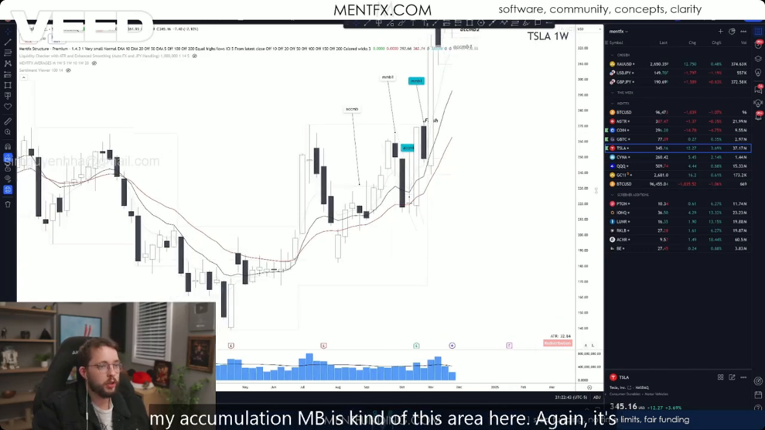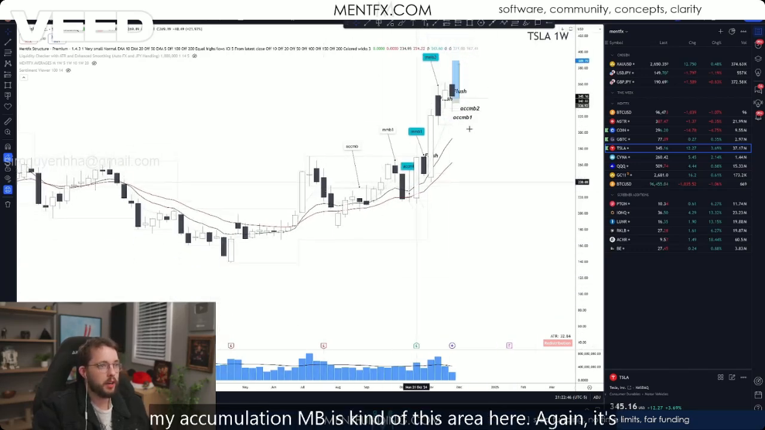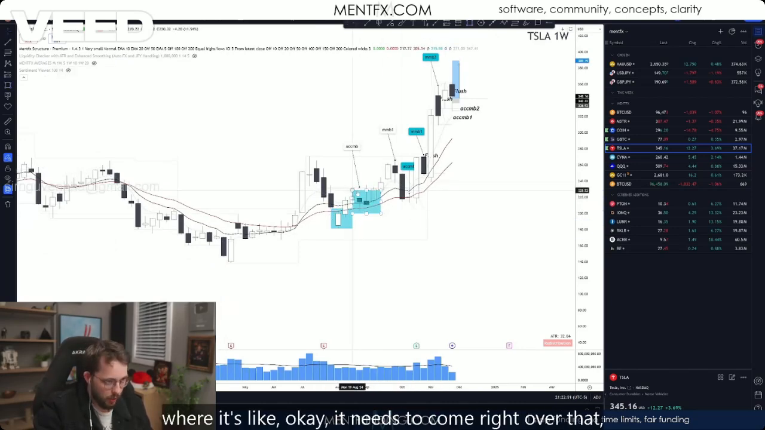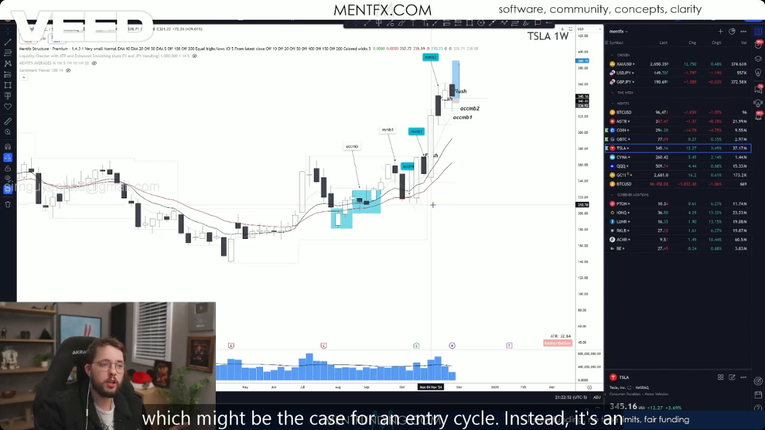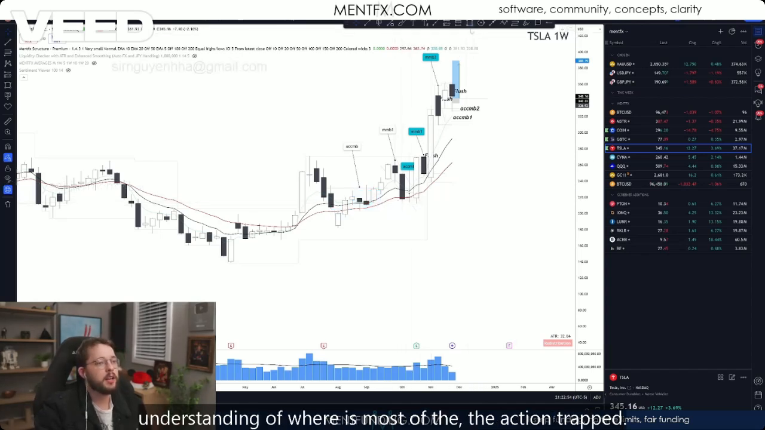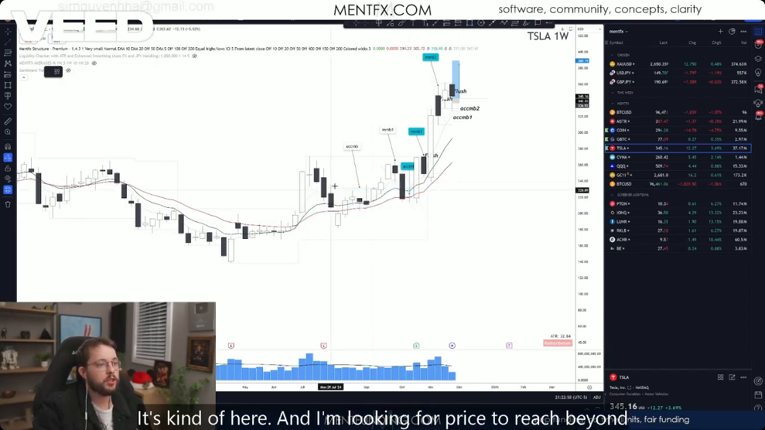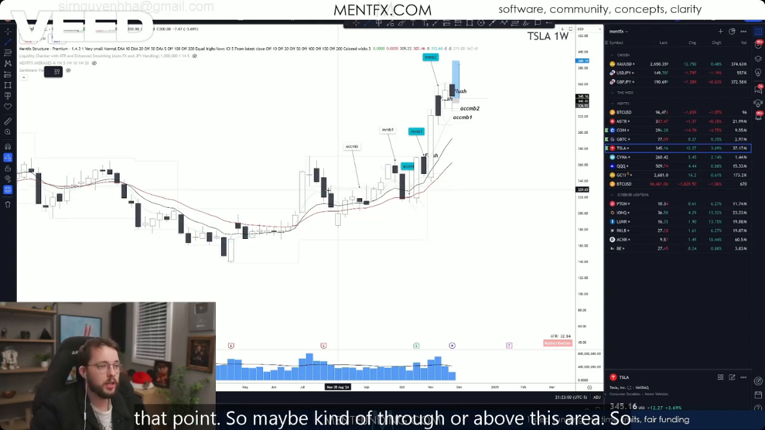If we go to the weekly, you can see my accumulation MB is kind of this area here. Again, it's not a perfect candle. It's not the perfect candle here where it needs to come right over that, which might be the case for an entry cycle. Instead, it's an understanding of where most of the action is trapped. It's kind of here, and I'm looking for price to reach beyond that point, so maybe through or above this area.